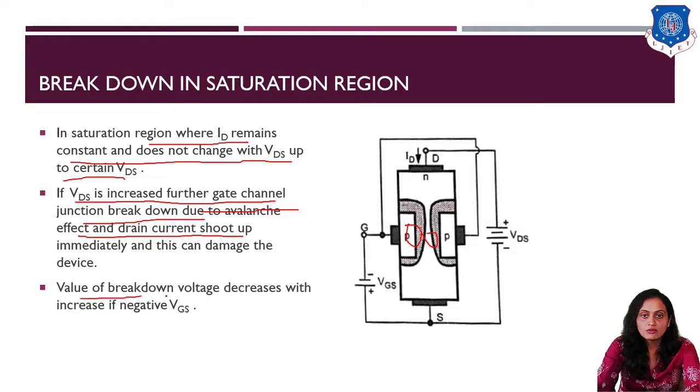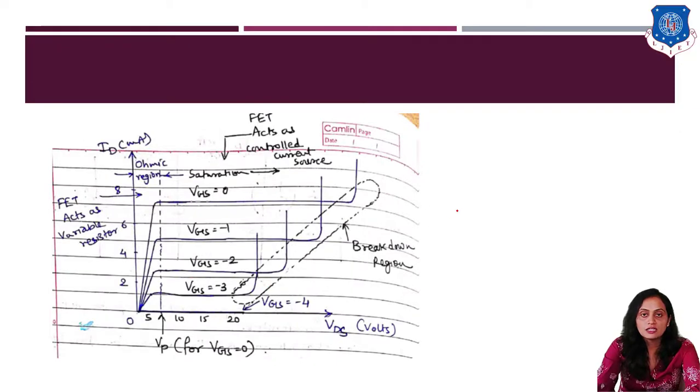The value of the breakdown voltage decreases with increase in the negative VGS. Now these are the drain characteristics shown here for reference. This is the saturation region where the current becomes almost constant. This is the ohmic region where you find an increase in the current with increase in the voltage. Where ID is equal to 0 and below that, you have the cutoff region, and these are the breakdown regions. So after a certain limit of VDS, if we increase the drain-to-source voltage, then the junction will break down.